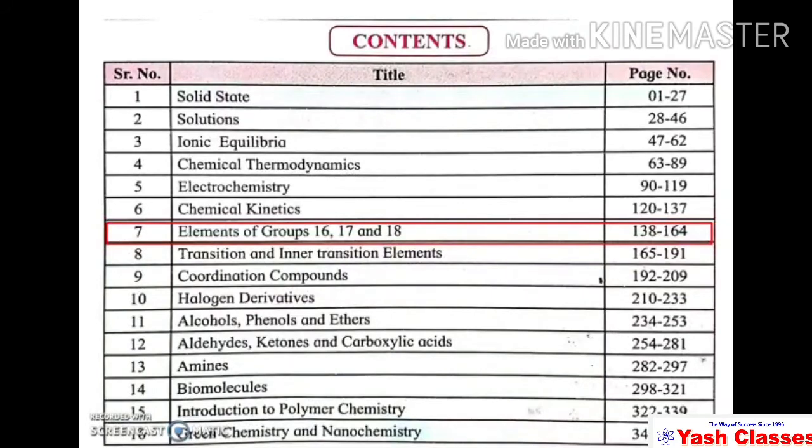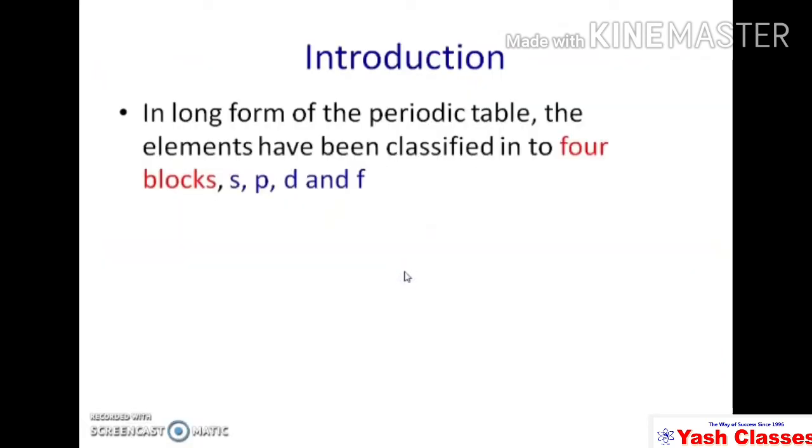Today we are going to start one chapter from the inorganic chemistry section, that is chapter number 7, elements of group 16, 17 and 18. In the long form of the periodic table, the elements are classified into four blocks, that is s, p, d and f. This classification of elements into four blocks is based on whether the outermost electron enters the s orbital, p orbital, d orbital or f orbital.